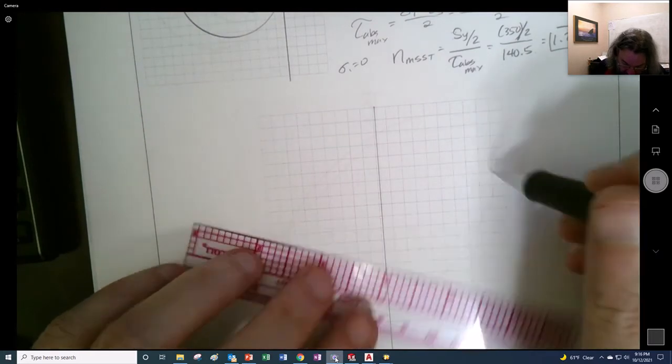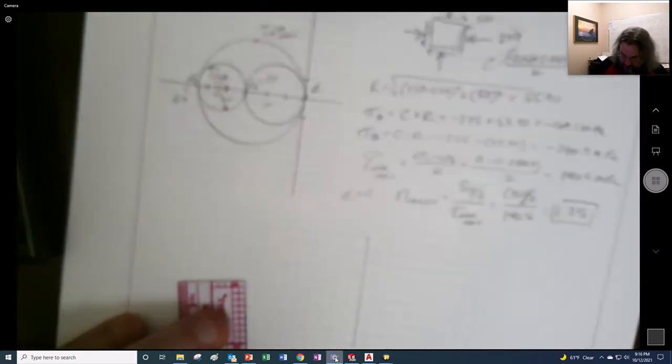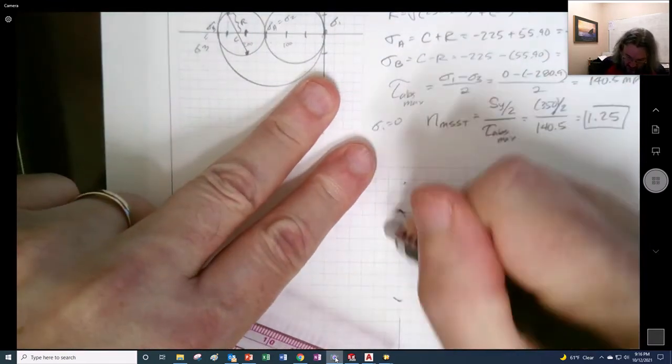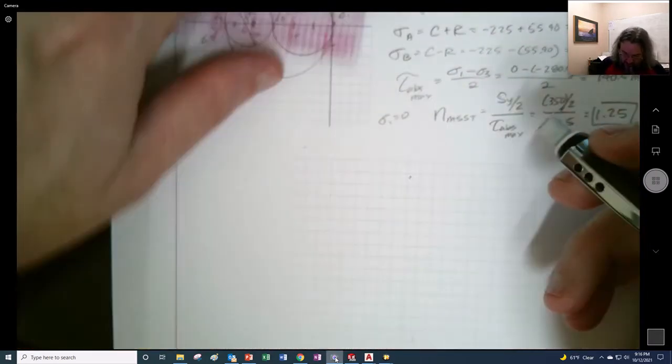Not going to be great because I just messed up. I couldn't even draw a line down the center. I'm getting distracted by the one that's underneath it. That's what it is. Yeah, that's why.